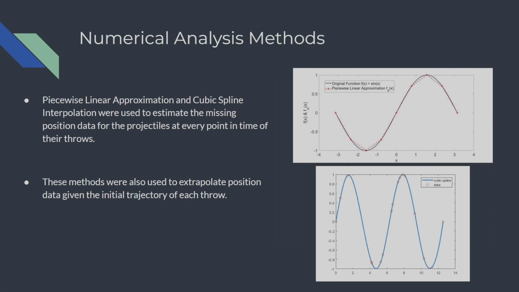The numerical analysis methods we used were piecewise linear approximation and cubic spline interpolation to find the missing position data for the projectiles at any point in time of their throws. These two methods are also used to extrapolate the position data given the initial trajectory of each throw. On the right, you can see the top image is an example of piecewise linear approximation, and the bottom image is an example of cubic spline.